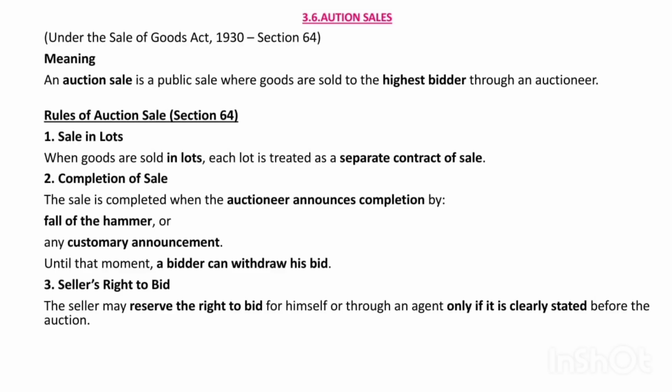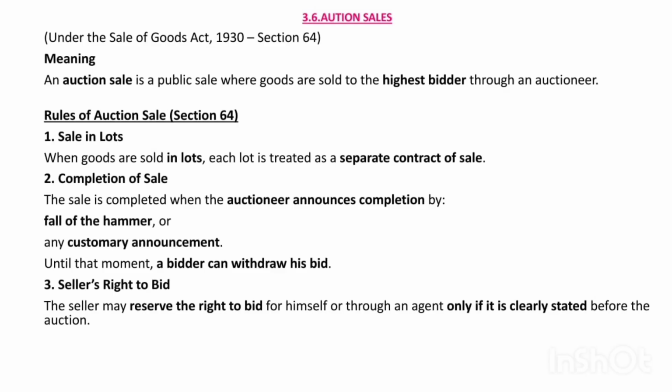So now let's see the rules of auction sale under section 64. Sale in lots: when goods are sold in lots, each lot is treated as a separate contract of sale. Second one is completion of sale. The sale is completed when the auctioneer announces completion by the fall of the hammer.